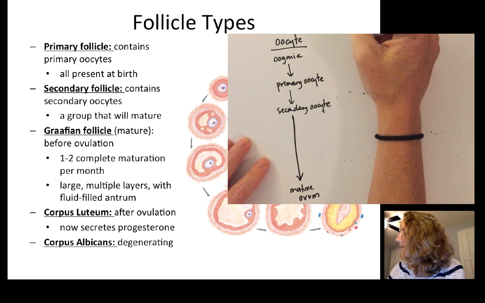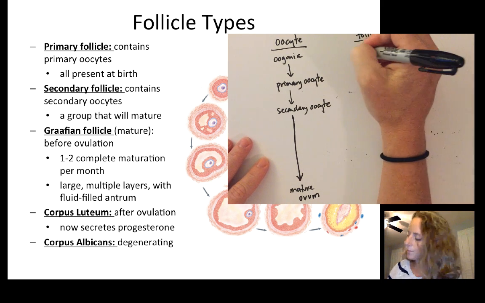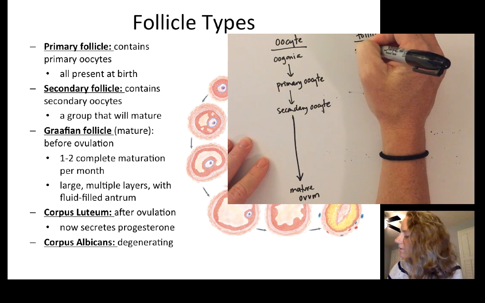Then we have a follicle. In the embryo, we have primordial follicles.